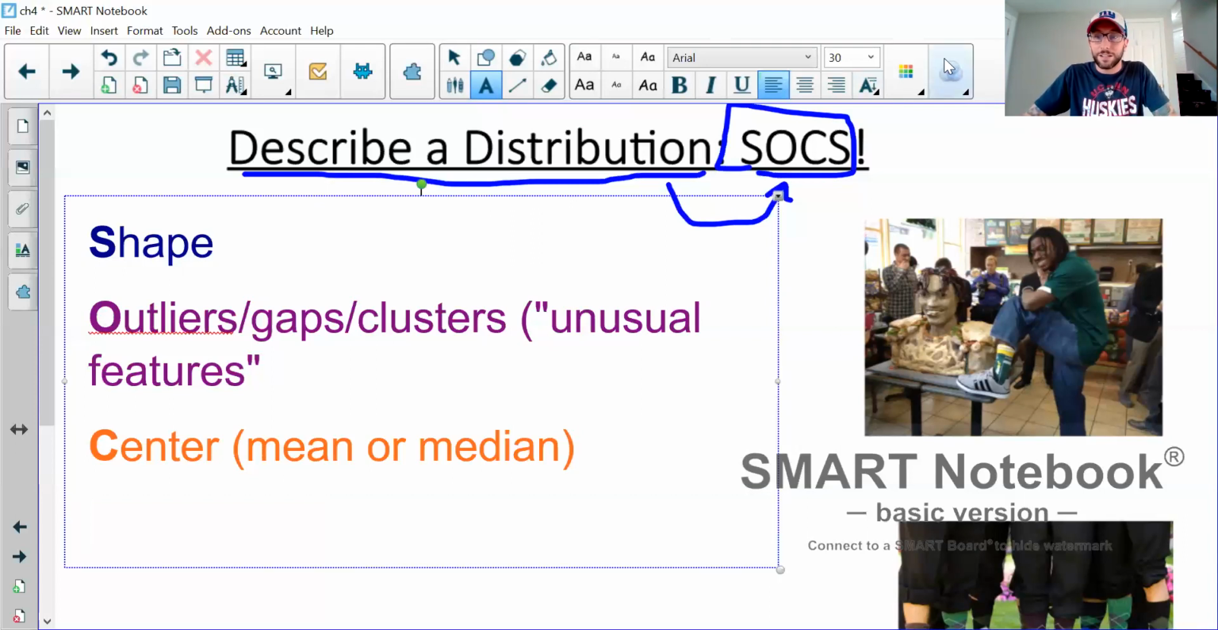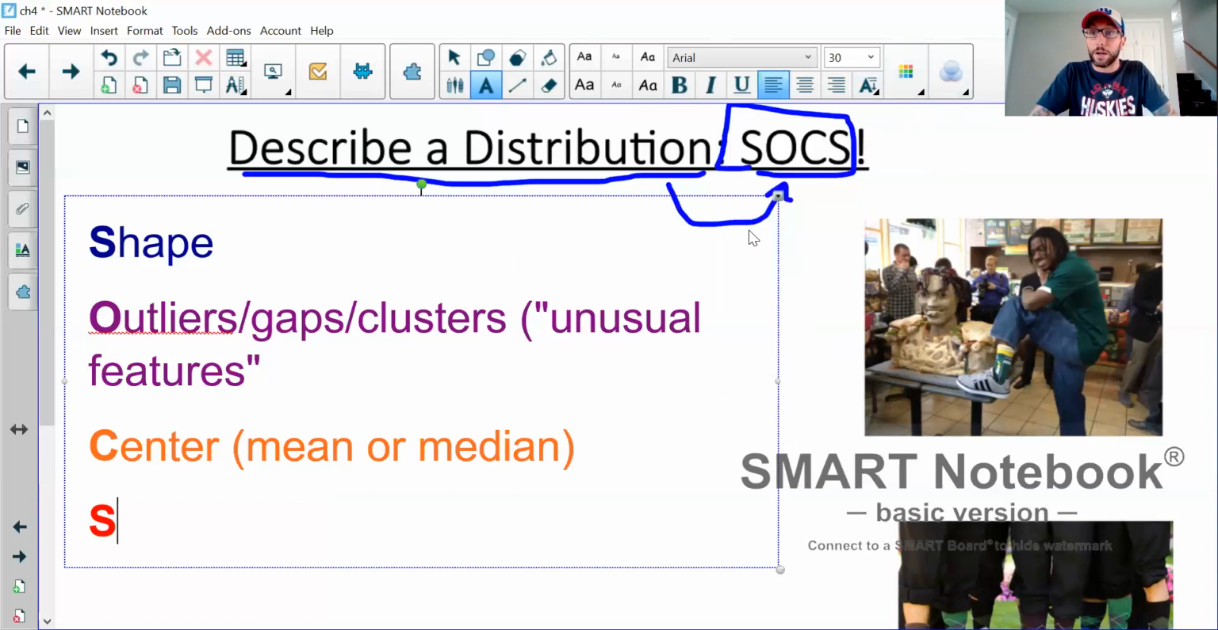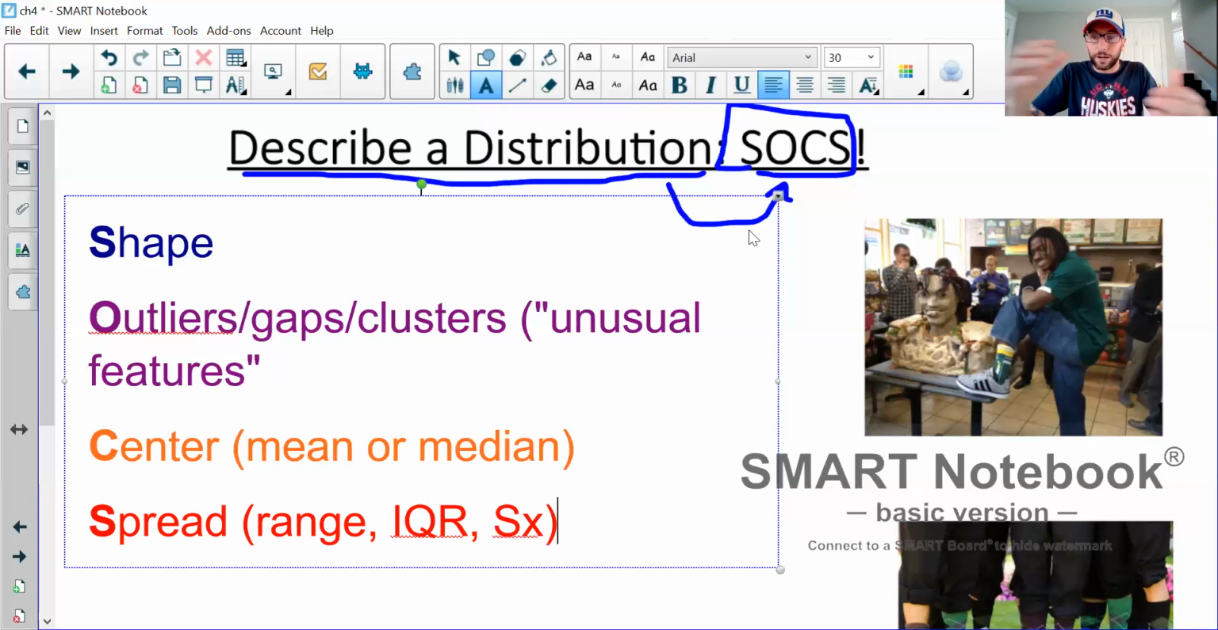And then the last thing, the other S there, is the spread. Similarly to center, we're not going to say the spread is. We're going to provide a measure of spread or variability. Maybe you pause and think, what could you use to describe the spread of a data set? Our options are the range, IQR, standard deviation. And again, which measures we use are going to be dependent upon what we're given.